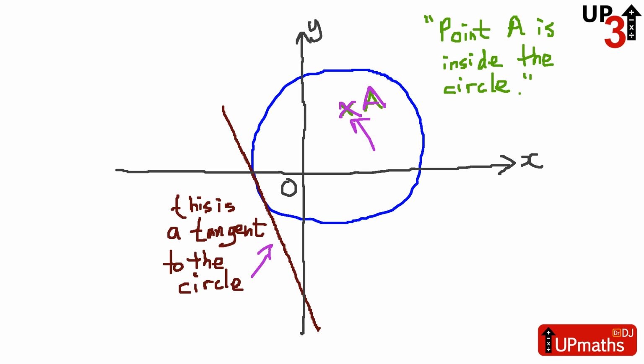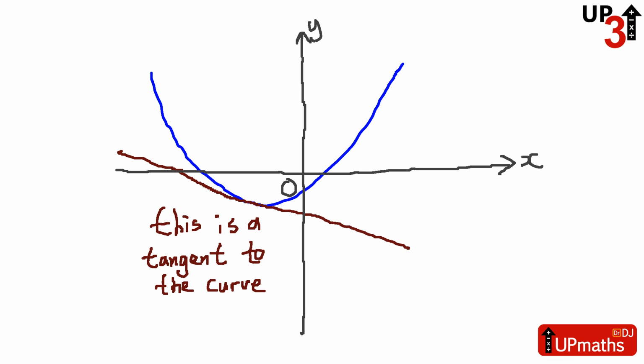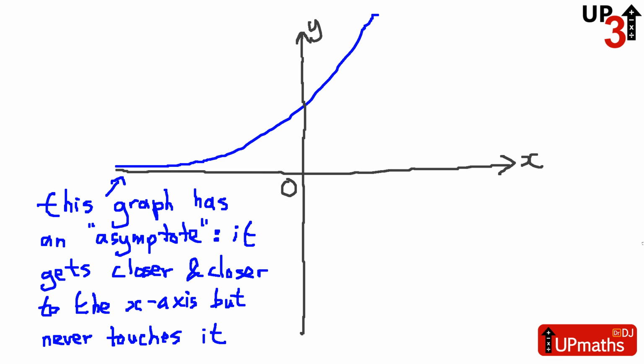And this brown line is a tangent to the circle because it's just touching but doesn't go into it. This is a tangent to the curve. It's touching the curve but it doesn't cross it. You could also say that the gradient of the tangent is the same as the gradient of the curve where it touches. Let's keep going with the vocab.